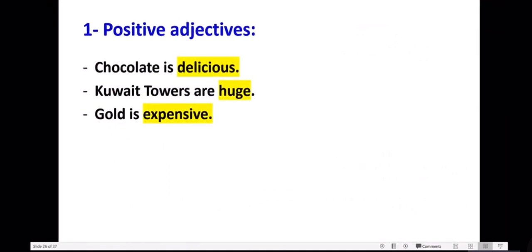What's a positive adjective? A positive adjective is an adjective that describes one thing, one noun, one person, one place. Chocolate is delicious. Delicious is an adjective. It describes chocolate. Kuwait towers are huge. Huge means very big. Next, gold is expensive. Expensive is a positive adjective. It describes gold and gold only. It doesn't compare two things or more than two things. It only describes one thing.